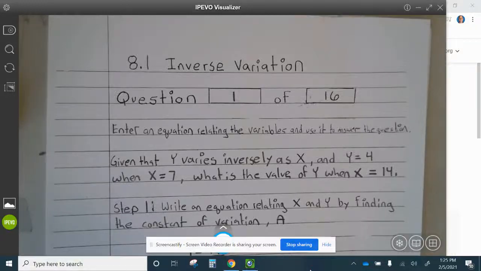Okay, Wildcats, today we're going to do the 8.1 Inverse Variation Assignment Tutorial. Question 1 of 16. Enter an equation relating two variables and use it to answer the question.